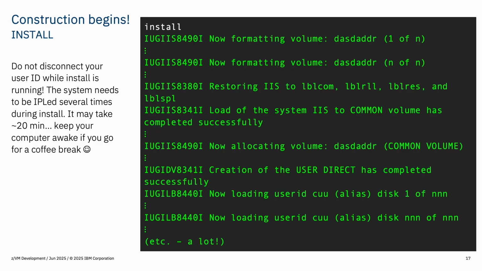Now that we've collected our materials, made blueprints, laid a foundation, and finalized all our plans, we're ready to begin construction. So we're going to use the INSTALL command to begin construction on the z/VM system. There's going to be a lot of output to the console as a lot of things start to happen. While INSTALL is running, the system will be IPL'd several times, and it may take around 20 minutes.